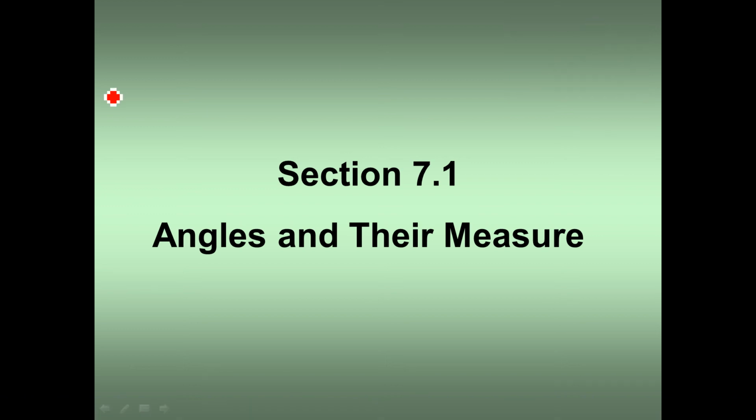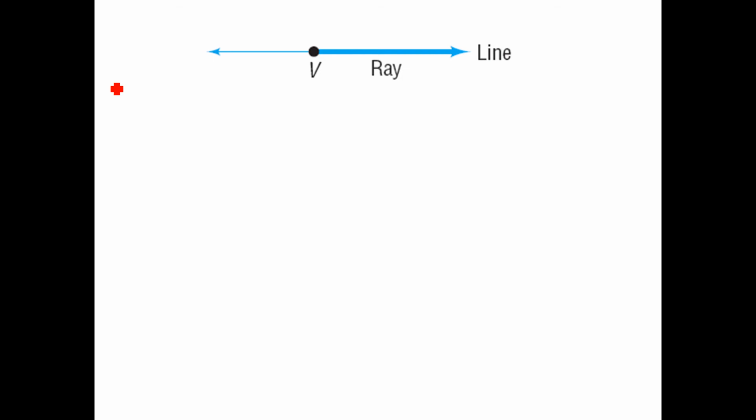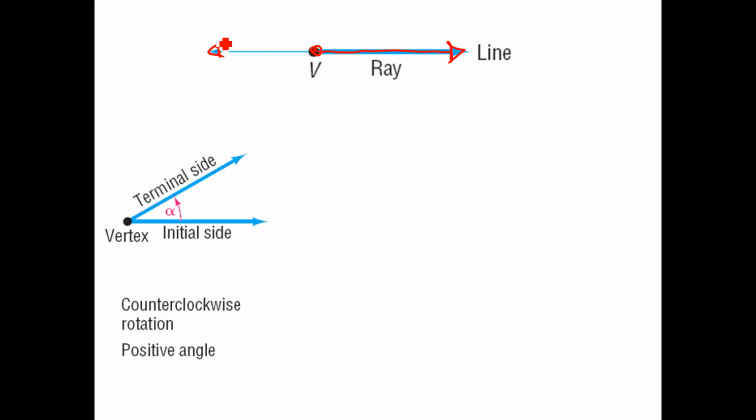All right, let's get started with section 7.1, angles and their measure. So, we're going to take a look at some angles and some terminology to get started. A ray, from geometry you'll remember, starts at a point and goes forever in one direction, whereas a line goes in both directions forever.